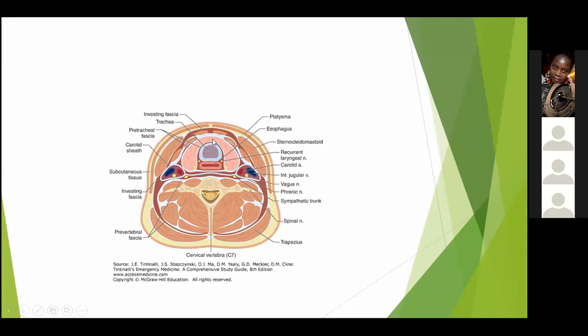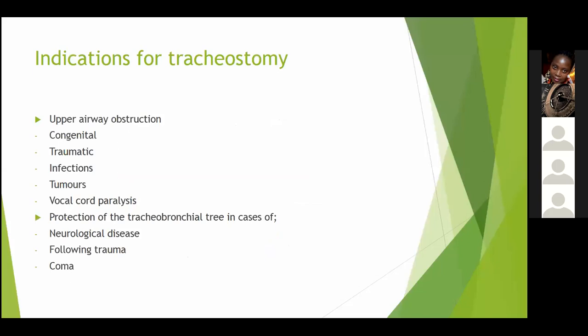But for the case where the thyroid tissue is big, then you have to divide the isthmus here so that you get to the trachea and insert the tracheostomy. So it's one of those procedures that require experience. You would not want to try it as a first-time thing unless you have supervision. So it's preferable that you're confident before you try it. Otherwise, most cases, if it's an emergency situation, you will not do what you're supposed to do.